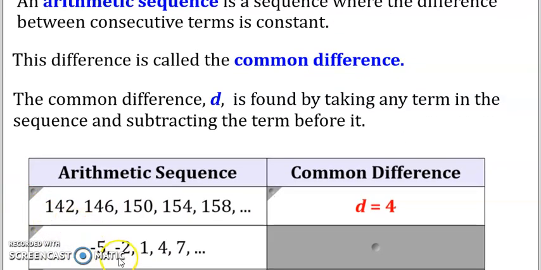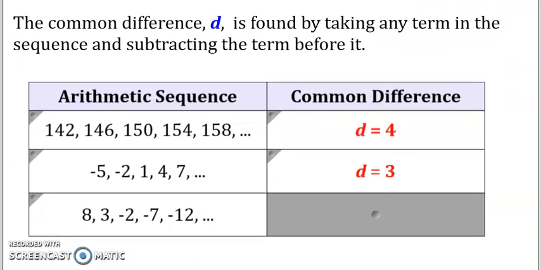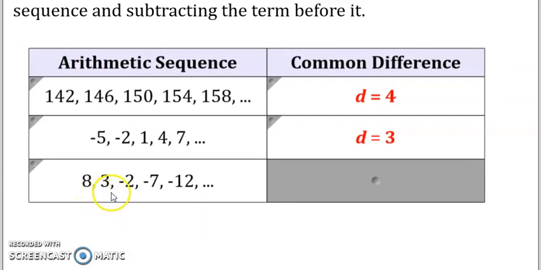See, -5, -2, 1, 4, 7, they're increasing again, so I'm anticipating a positive common difference. And negatives might be challenging for some of you, so to go from 1 to 4 to 7 just increases by 3 each time. Let's see, 8, 3, -2, -7, -12. Okay, these are actually getting smaller. So they're decreasing. I'm losing value. That tells me I should anticipate a negative common difference. In this case, that would be a -5.